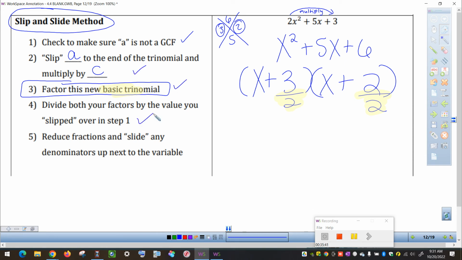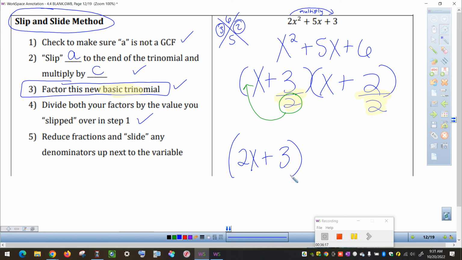Okay, so that is step 4. Now, final step here is we're going to reduce the fractions and then slide any denominators up next to the variable. So let's look at the fractions we have here. That 3 over 2, is that a fraction that can be reduced any further? No. And so what we're going to do then is slide the denominator, so that's the little 2 down here, that's going to slide over here and it's going to go in front of the x. So there's our first parentheses, 2x plus 3.